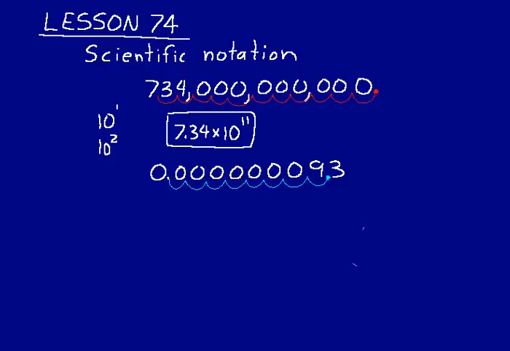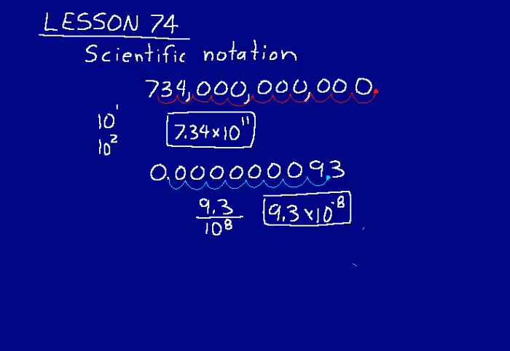So now we would have 9.3, and it's basically like dividing 9.3 by 10 to the 8th power. 9.3 divided by 10 to the 8th would get us back to that original number, but that's not how we write scientific notation. We move it up as a factor, and therefore we change the sign. 9.3 times 10 to the minus 8 is how we would say that.